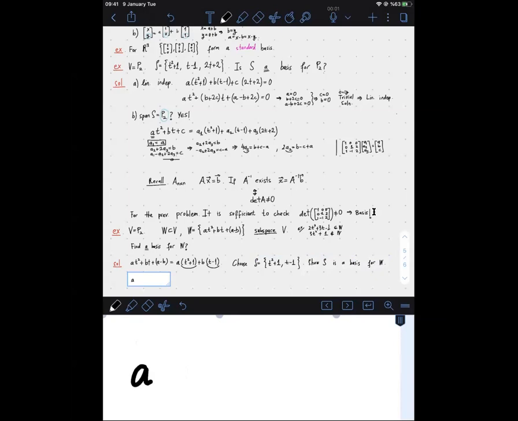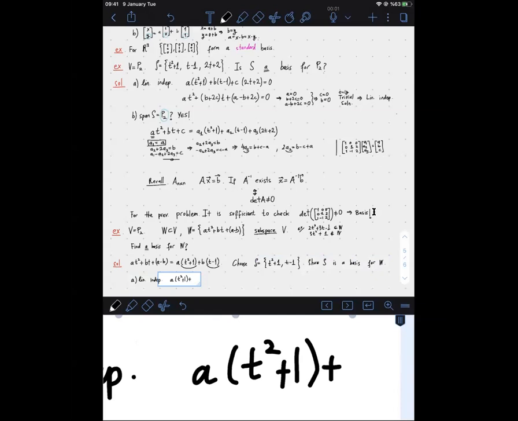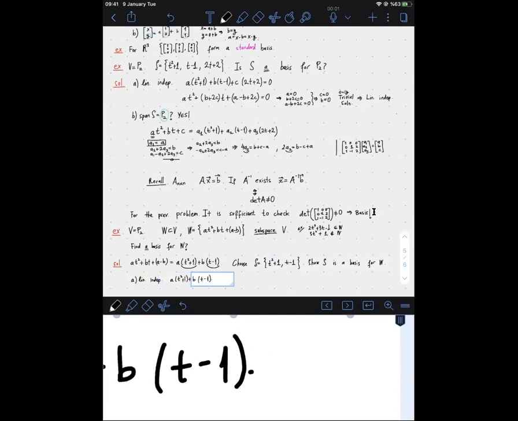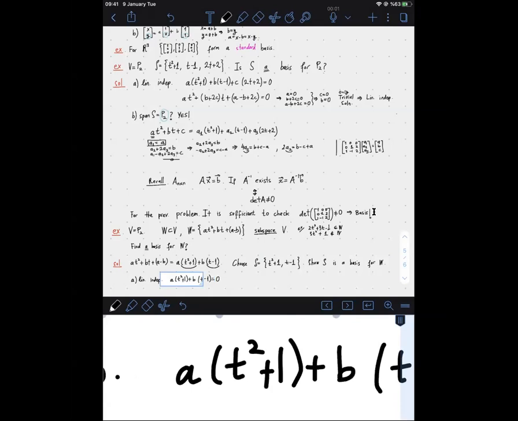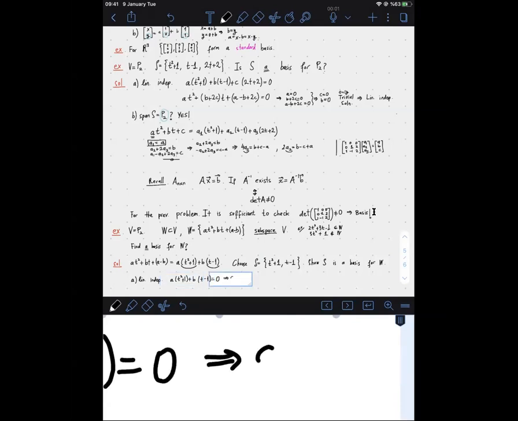So for part A, we have to show linear independence. How do we show linear independence? Well, take any linear combination: a times the first vector plus b times the second vector equals the 0 vector, and look for solutions of this system. Does this system have non-trivial solutions or not? You immediately see that the coefficient of t squared is a, so a must be 0. Otherwise the equation will not be satisfied. But if a is 0, then b must surely be 0.